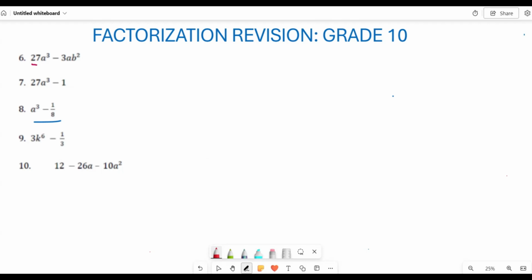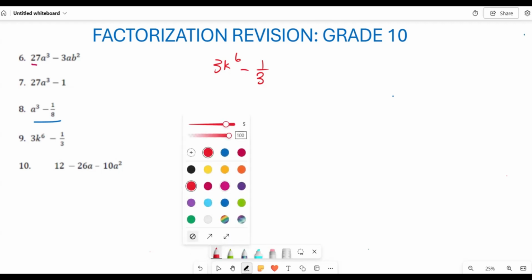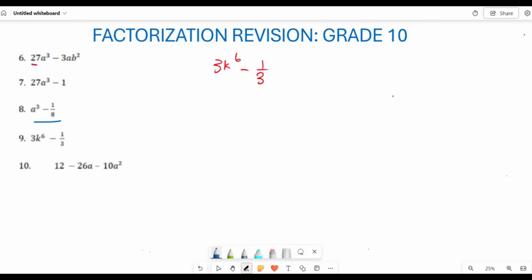In our number 9, we have 3k to the power of 6 subtract 1 over 3 altogether. If you look at this, I think you can see that this is not either a difference of 2 squares or a difference of 2 cubes. So what is the best thing we can do here? I think we can start by getting rid of our denominator.